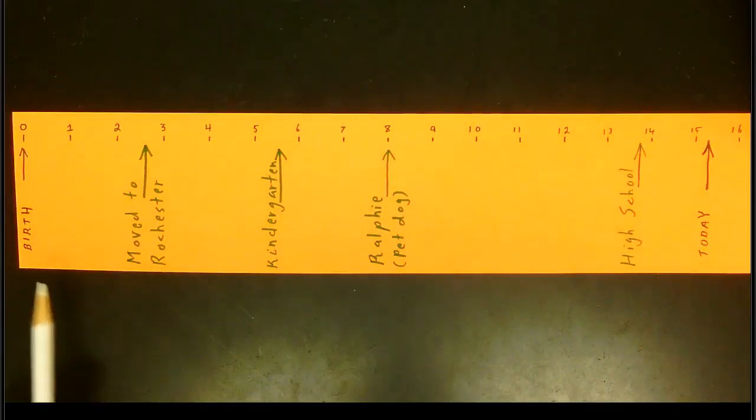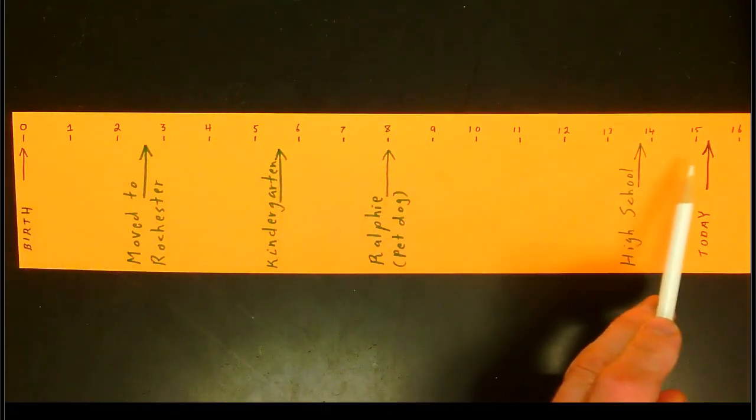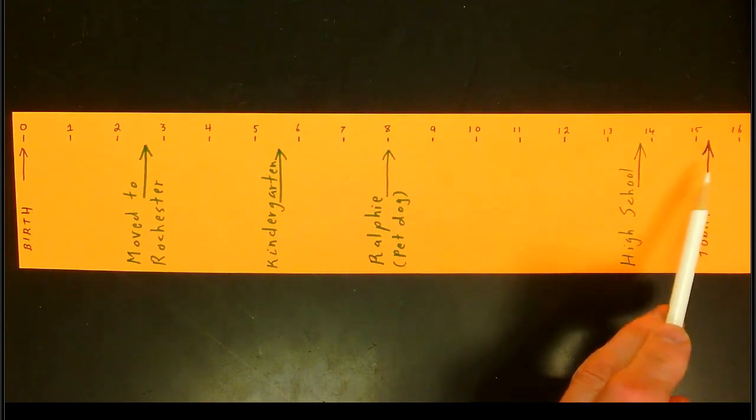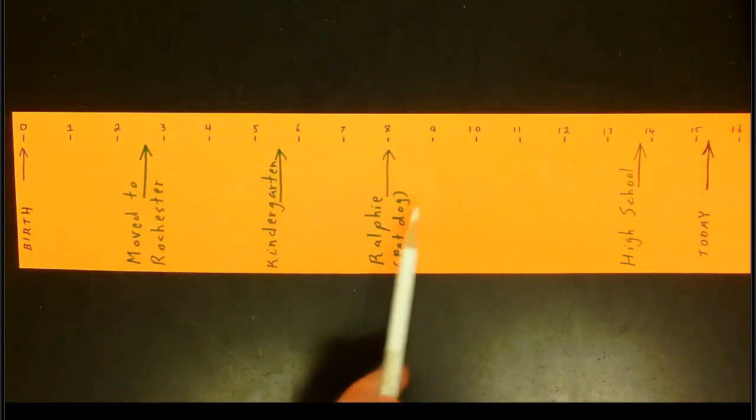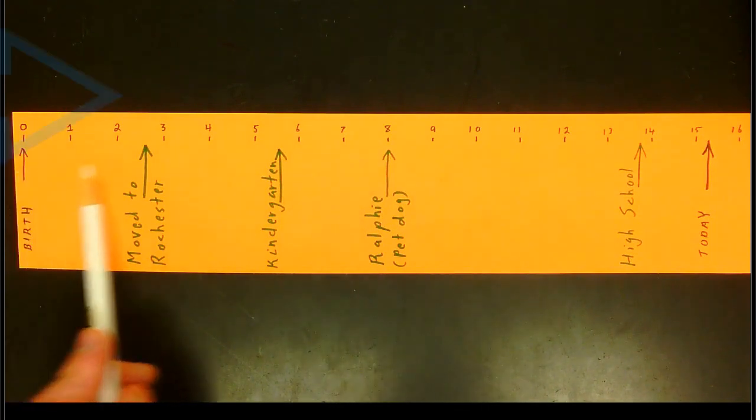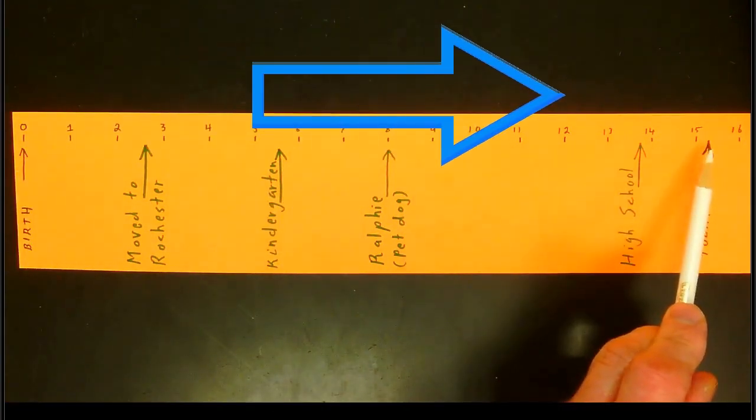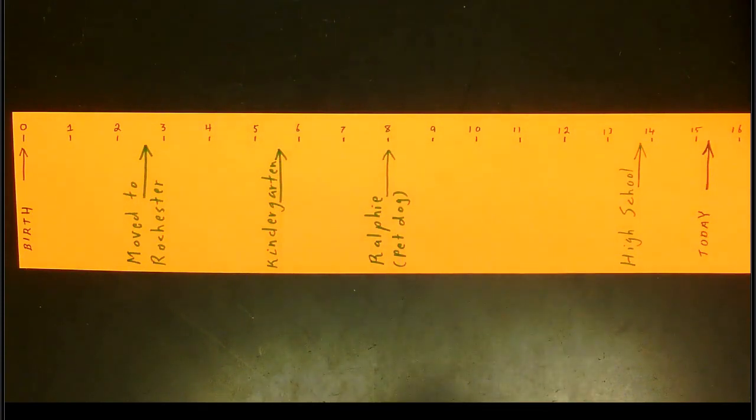You guys did the same thing with your life. We can see born here, and this is someone who is about 15 and a couple months old. You can see when they moved to Rochester, when they started kindergarten, when they got their pet dog Ralphie and started high school. Again, we have time that's moving from left to right, and we can see different major events that happened in someone's life.